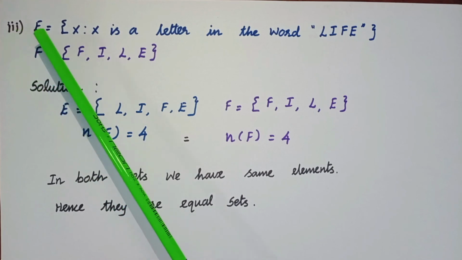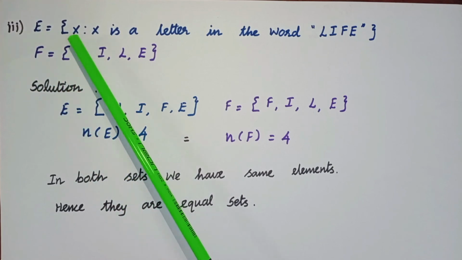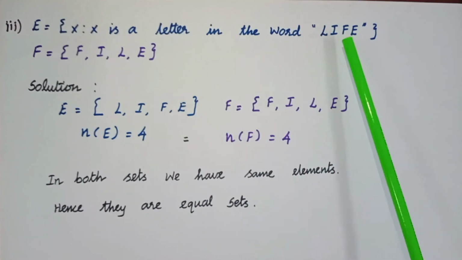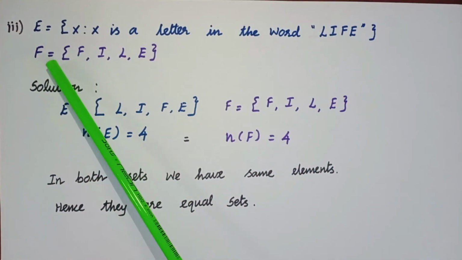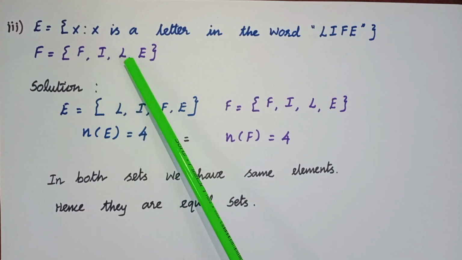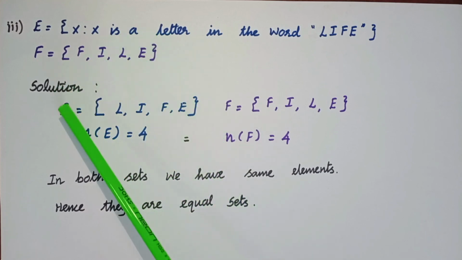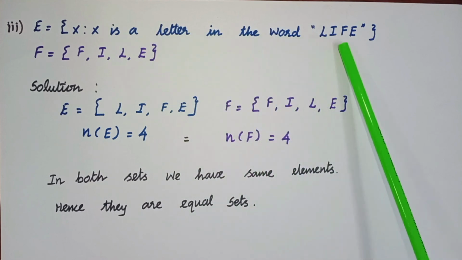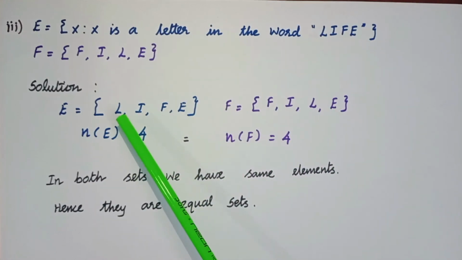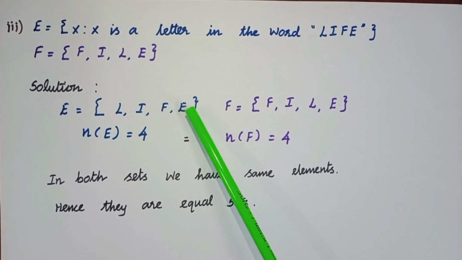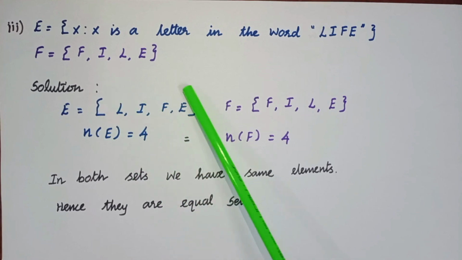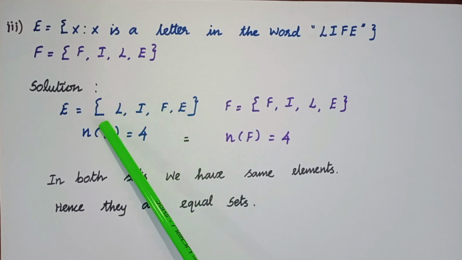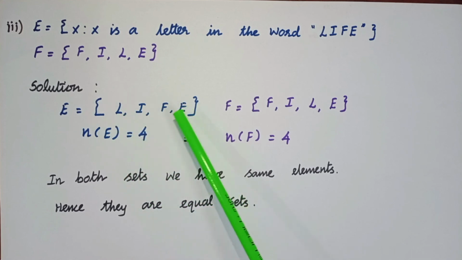Third subdivision, set E equals x such that x is a letter in the word life, and set F equals F, I, L, E. First, we list set E. We list the letters in the word life. So we get L, I, F, E. The number of distinct elements in set E is 4. Therefore, the cardinality of set E is 4.